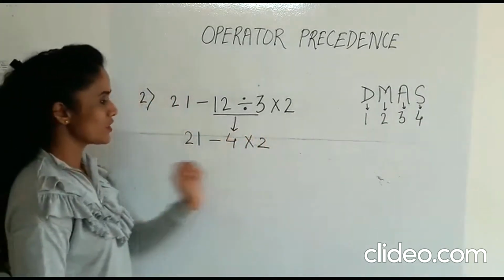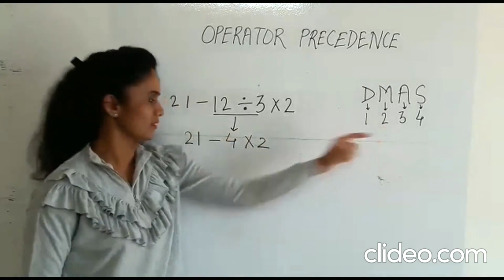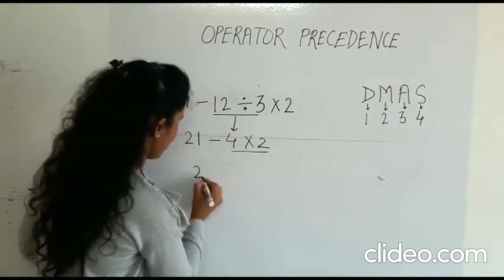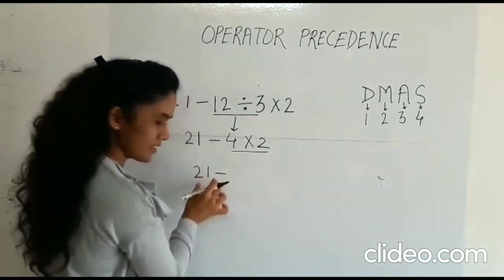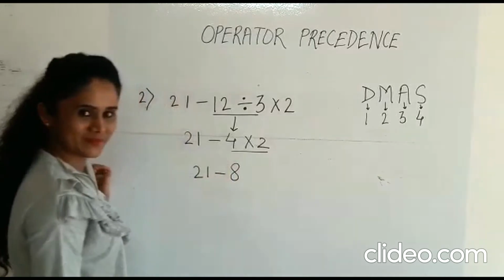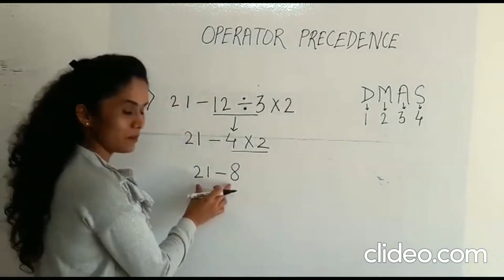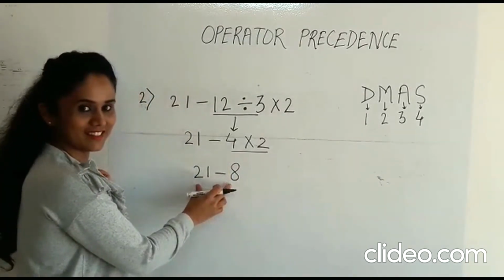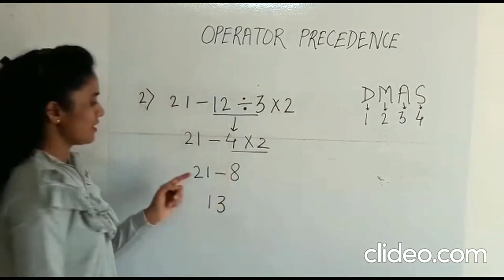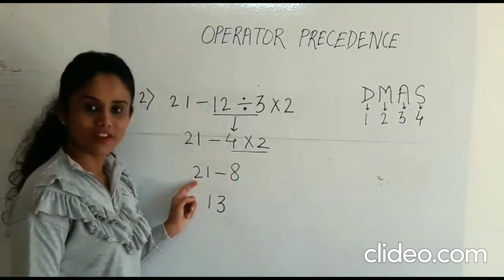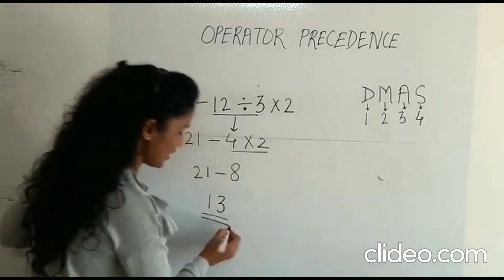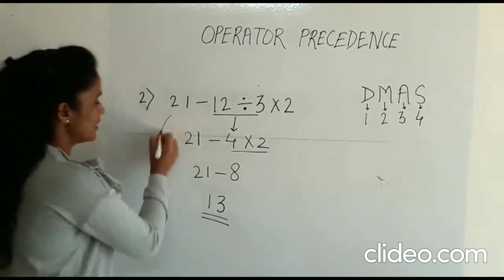And the next operation is multiplication. 4 into 2. So 21 minus as it is, 4 into 2 is 8. And 21 minus 8 is 13. Subtraction is your final operation in this expression, and 13 is your final answer for this expression.